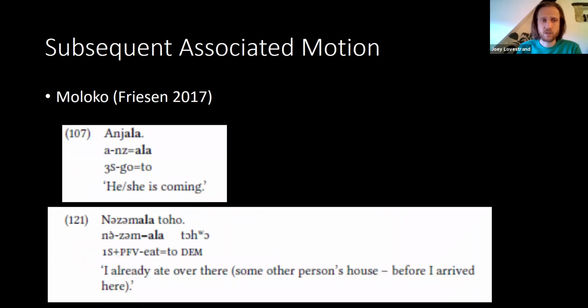It's also very clear in the description of Moloko by Diane Friesen, 2017, where the enclitic Allah, here glossed as the preposition to, the interpretation is clearly directional. So we have the verb go with this Allah, and here we have a ventive interpretation. We have what appears to be a general motion verb glossed as go with a ventive suffix, so it becomes coming, moving towards the deictic center. The same ending Allah, when appearing with the verb eat in the second example, can be seen as an example of subsequent motion. The interpretation given is I already ate over there at someone else's house before I arrived here. That could be reframed as I ate and then came, or I ate before coming. So subsequent motion after the action of eating.